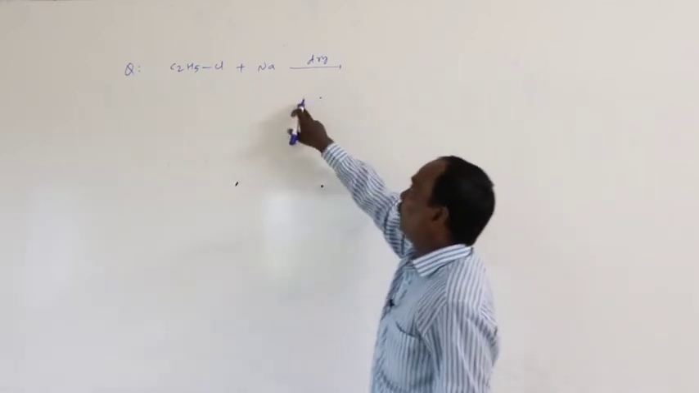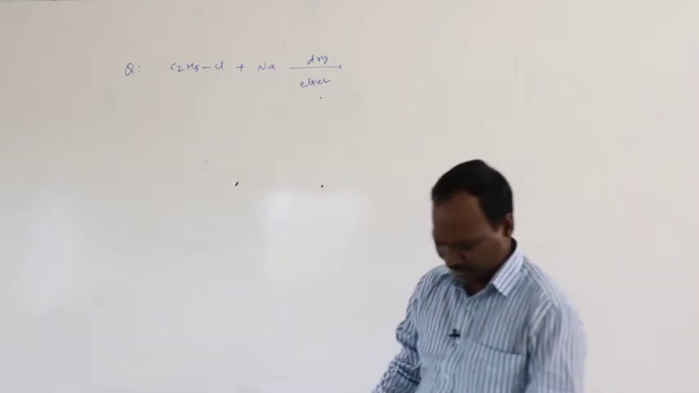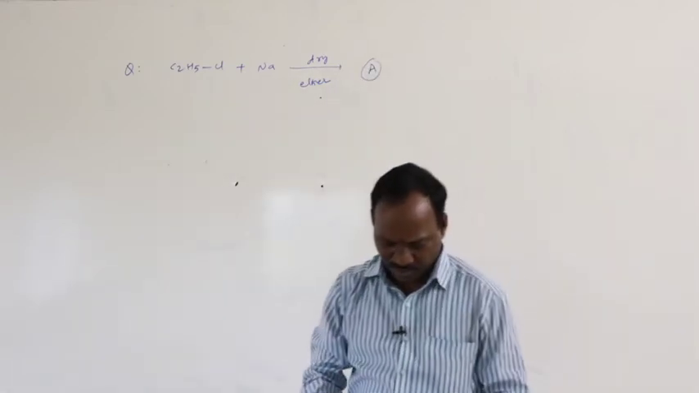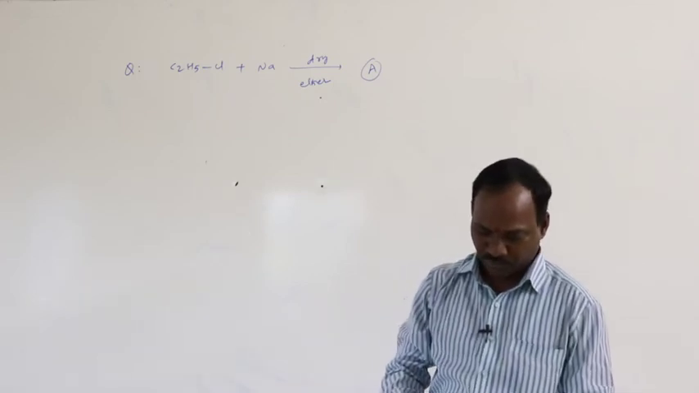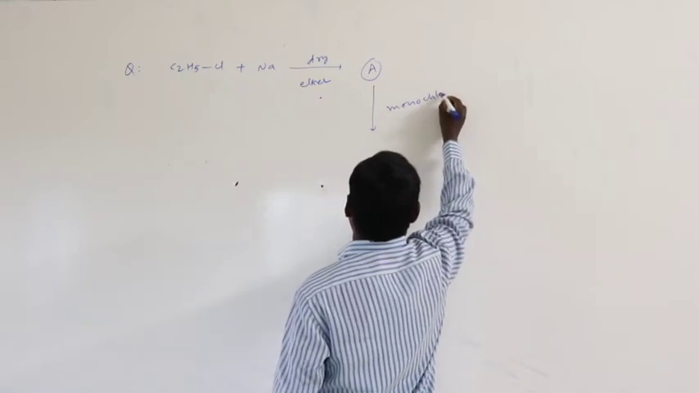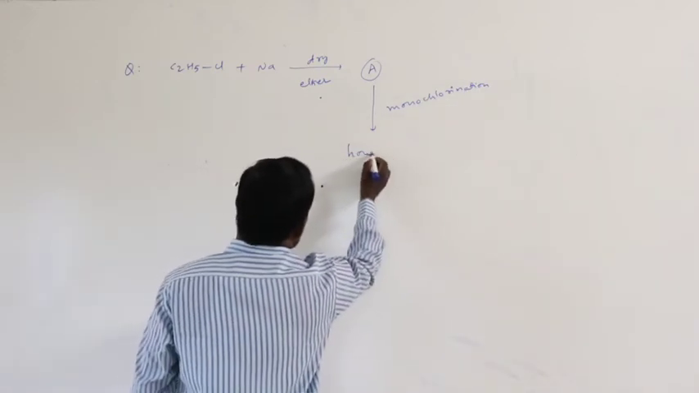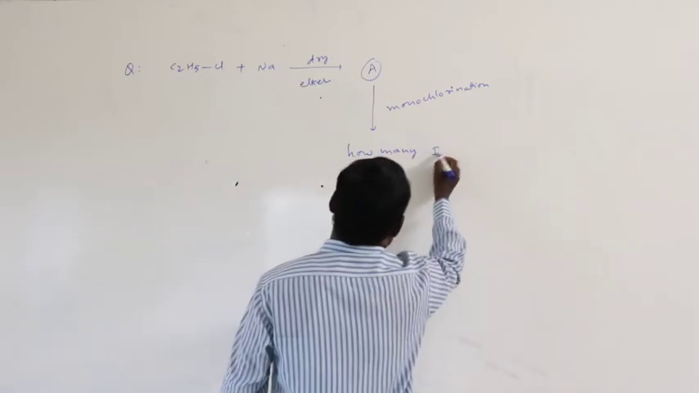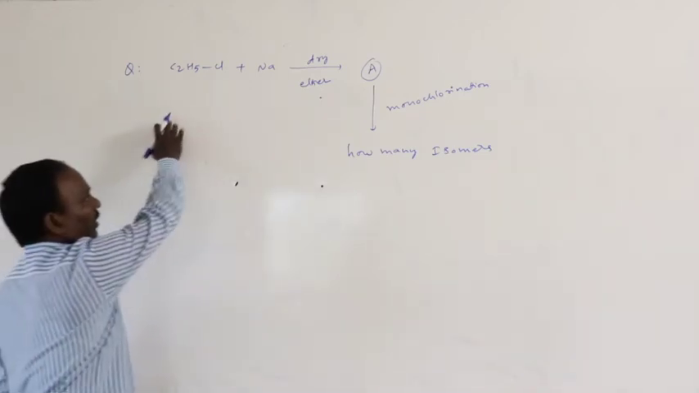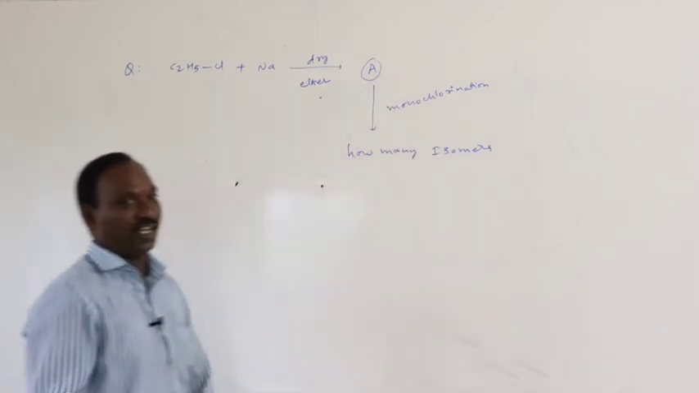C2H5Cl plus sodium metal in the presence of dry ether gives compound A. A on monochlorination gives how many isomers?